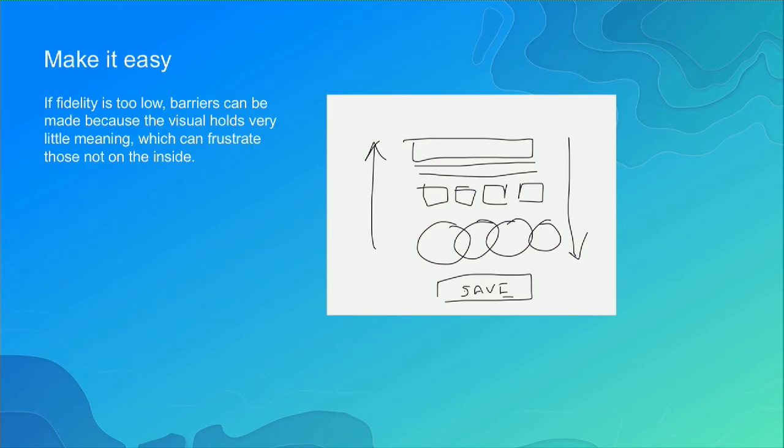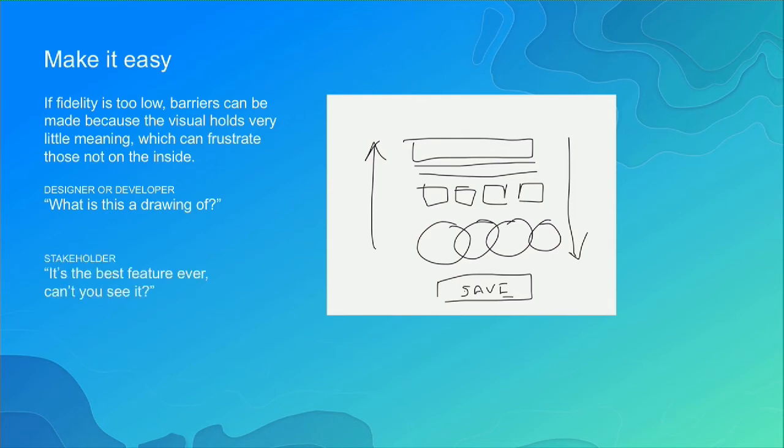So if it's too low, then you can't really go through and talk about this in a visual way. It just doesn't hold any meaning, and it can frustrate everybody in many ways. So the designer, the first one, which is, what is this a drawing of, right? And for the stakeholder, they're like, well, man, it's the best feature ever. Can't you see it, right?